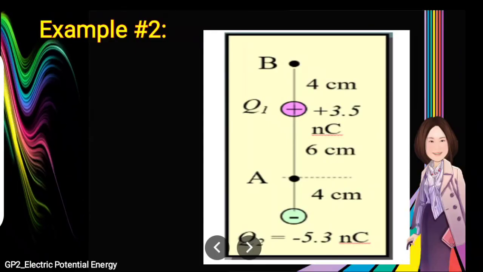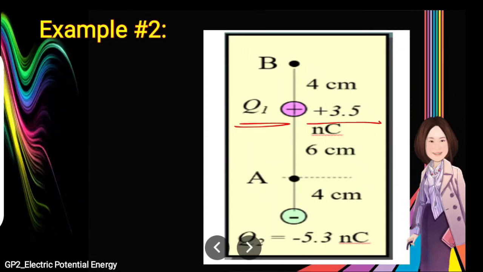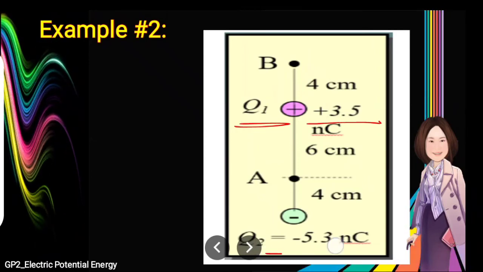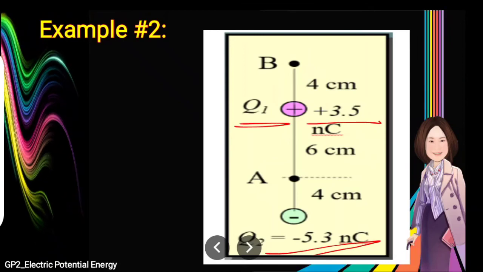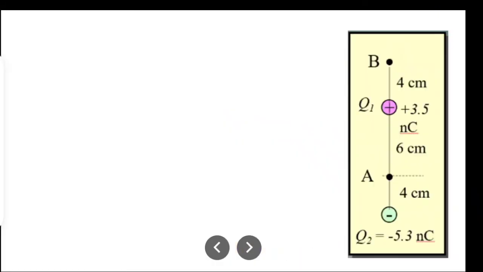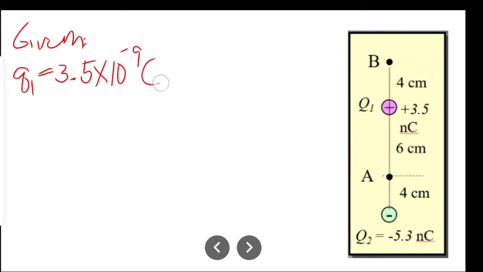Okay, another example, example number 2. So, two charges, Q1 is positive 3.5 nanocoulomb. The other one is negative 5.3 nanocoulomb, which are separated by 10 centimeter. Calculate the electric potential. So, first we need to find the given. For our given, we have Q1, which is equivalent to positive 3.5 times 10 negative 9 coulomb.